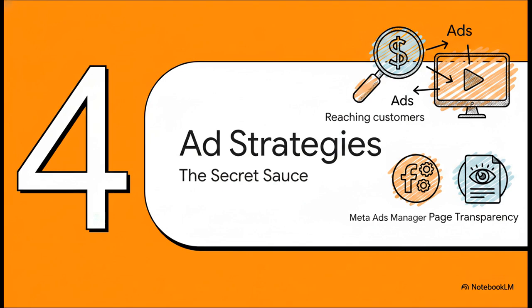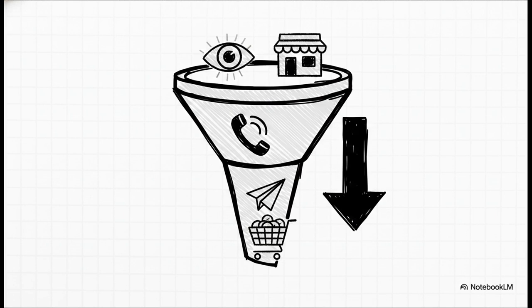Which brings us to Section 4, Uncovering Ad Strategies, the real secret sauce. This fourth pillar is all about looking at how your rivals are actively paying to reach new customers, utilizing tools like the page transparency section on Facebook. The key here is identifying their underlying campaign objectives.